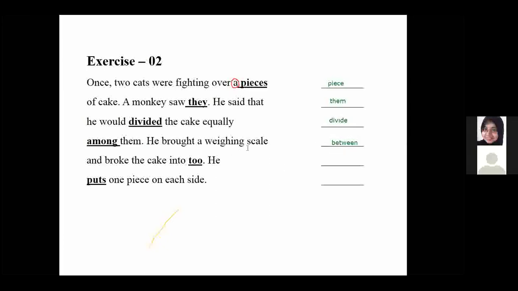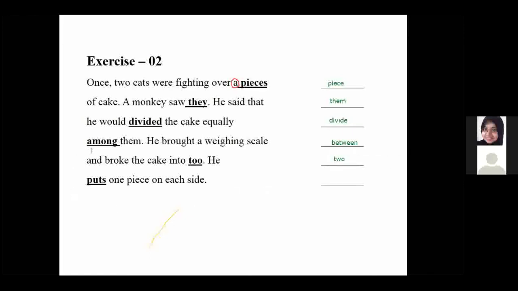He bought a weighing scale and broke the cake into two. Right. What do you guess? What is this error? Yes, homophones. The words that sound the same, but the meaning and the spelling are different. So what is the answer? Two. Right.